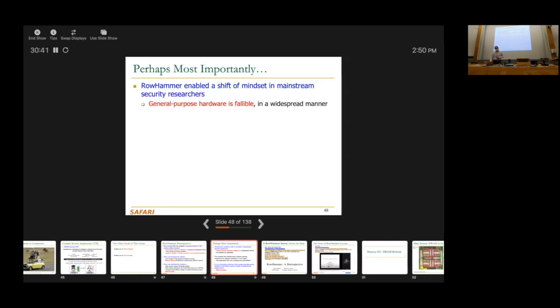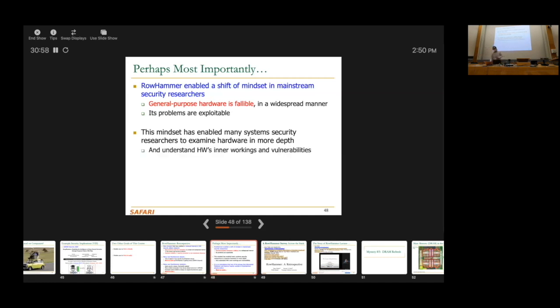Okay, basically, the key takeaway is general purpose hardware is fallible. It's in a widespread manner, and its problems are exploitable. And this mindset has enabled many system security researchers to look into other issues. Or what else is problematic in hardware? Can we actually find those problems and exploit them and fix them? That's the idea. And to be able to do that, you really need to understand the hardware's inner workings and vulnerabilities, because everybody is vulnerable to this problem. Basically, everybody using computers is at some level vulnerable.